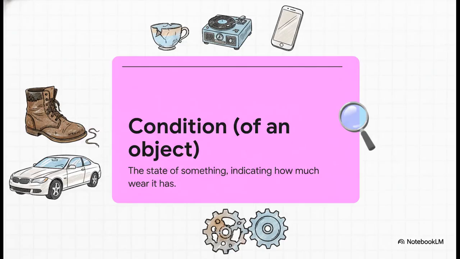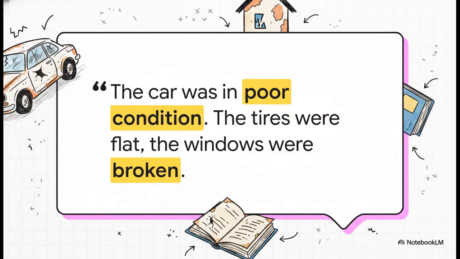Okay, now let's take condition out of the hospital completely, because it's not just for people. We use it all the time to describe the physical state of objects, from cars to houses to collectibles. See, here, condition is all about quality, about wear and tear. It's an incredibly efficient way to just sum up the overall physical state of a thing, whether it's a car, a house, or even a used book you're looking at online.